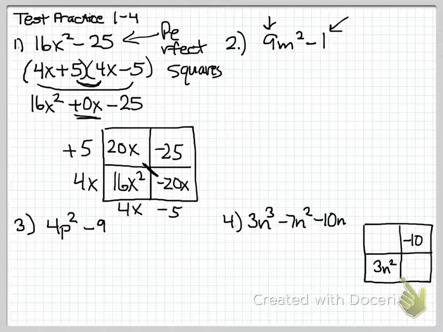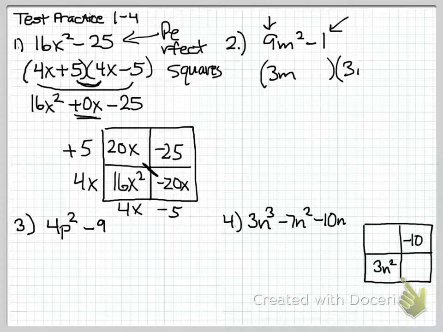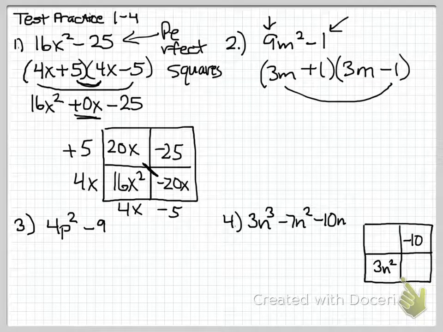So 9m squared will factor into 3m and 3m. Negative 1 will factor into positive 1 and negative 1. And since these two and these two, when multiplied, will cancel out to give you 0m, voila, these must be the factors for 9m squared minus 1.